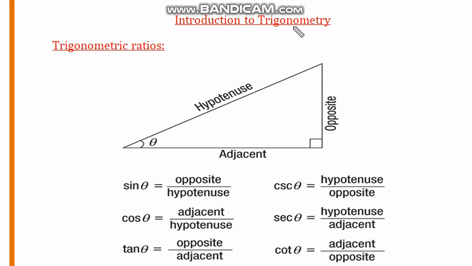Trigonometry means triangle plus geometry. By using right triangles and geometry, we can find the height of a building, the height of a tree, distance, slant height, and angles.